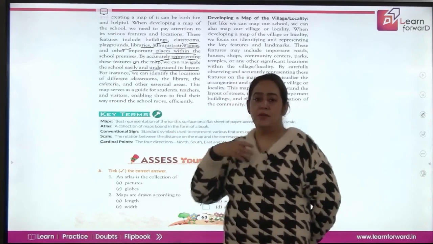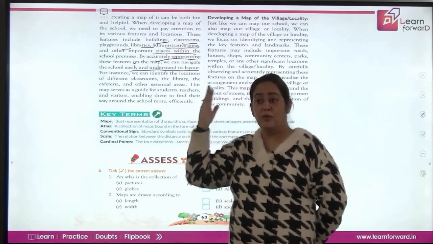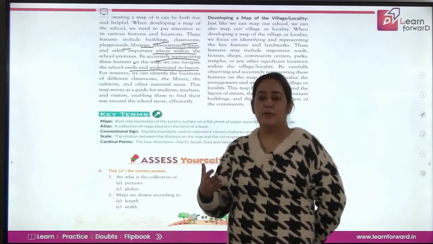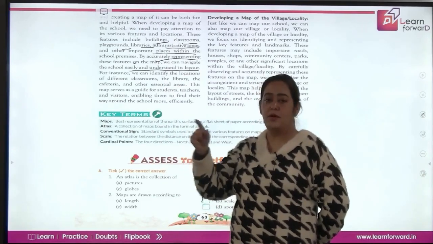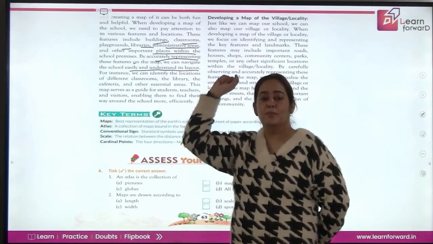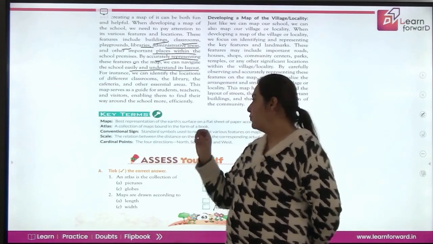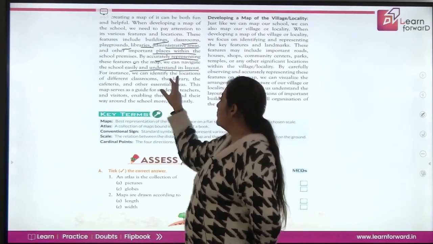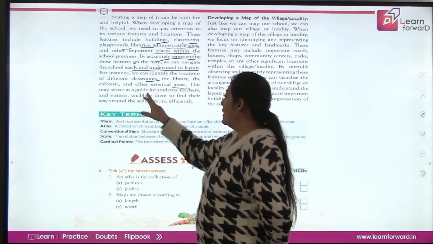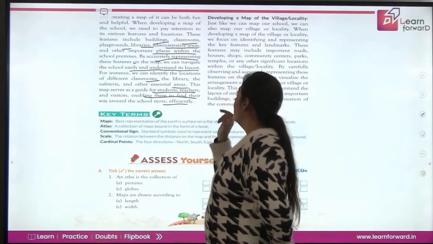Now, for example, this is a huge premises. You have complete acres of land for your school. Now, how does a fresher, how does a stranger, a layman, step in? अगर वो उसका बाहर map लगा है, this is how you roam around, which you find in malls also, right? So if you have to go to a particular shop, you see the map and then you're directed properly. You do it for school. You would love that, right? So, for instance, if we identify the locations of different classrooms, library, cafeteria, and other essential areas, it helps as a guide for students, teachers, and visitors, enabling them to find their way around school more efficiently.